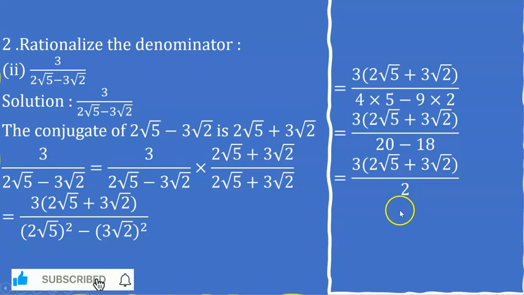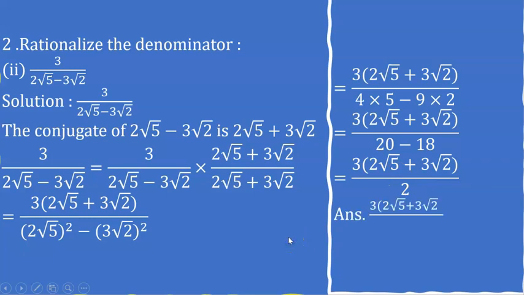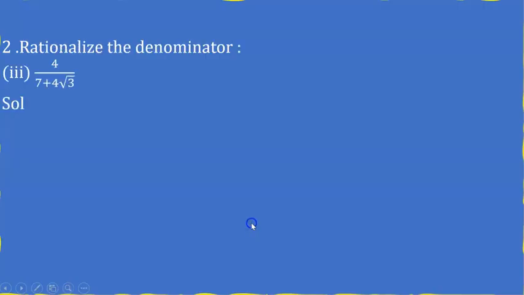And hence the denominator is rationalized. It is a 2, a rational number. And hence this is the answer. Now next, rationalize 4 upon 7 plus 4 root 3.